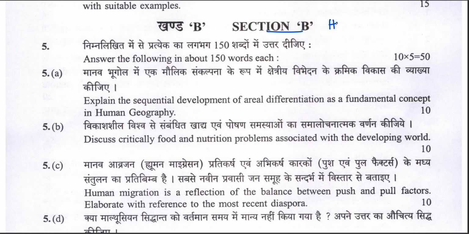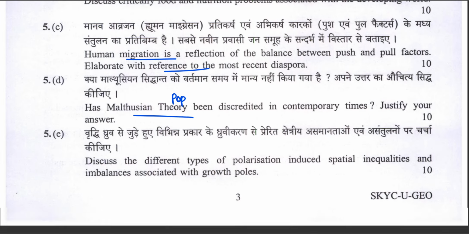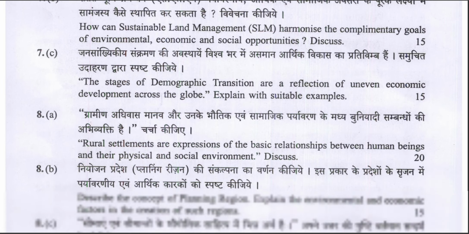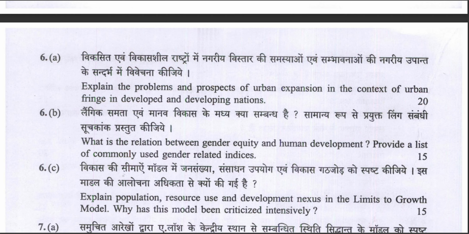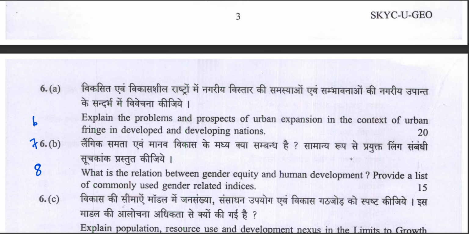Section B is related to human geography. Here too, we will be given 5 questions which are compulsory. Malthusian theory, this is population geography. The migration is again population and settlement geography. 6, 7, and 8. Now we have 3 questions, right? 6, 7, and 8. Here again, we have to choose minimum 1 to a maximum of 2.